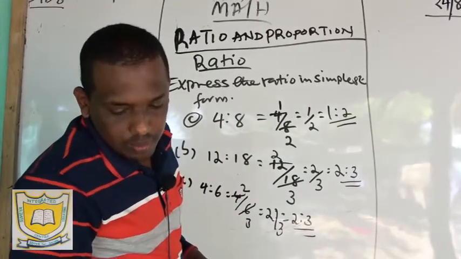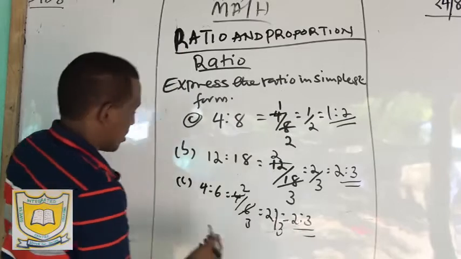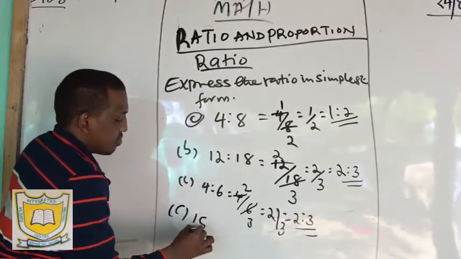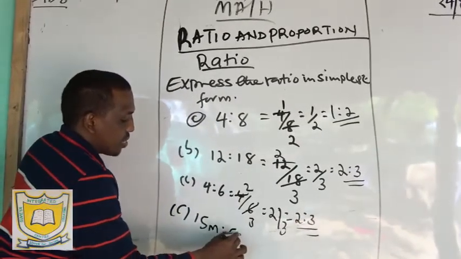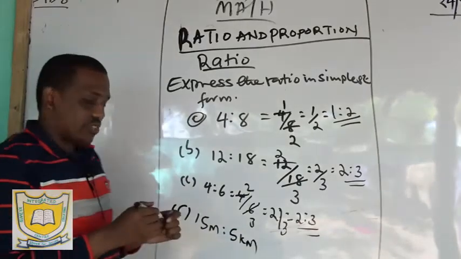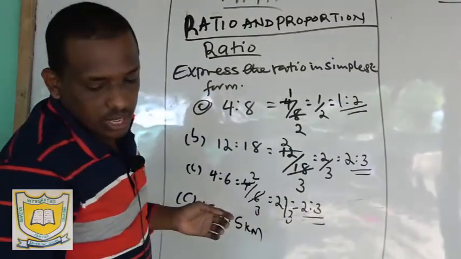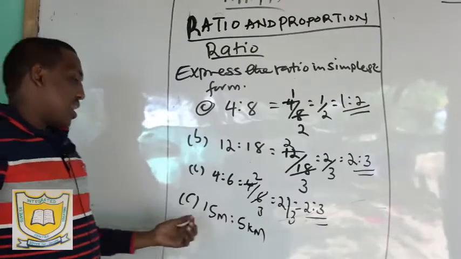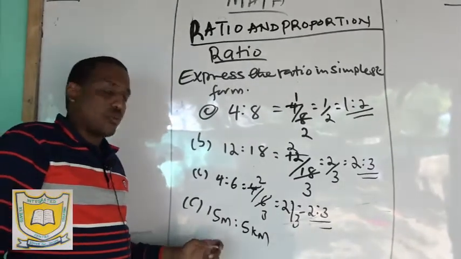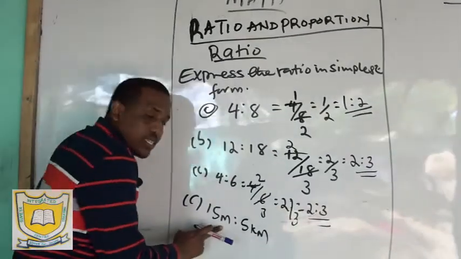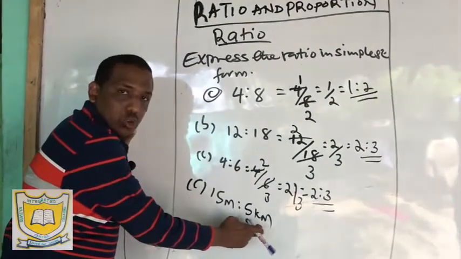You are told 15 meters to 5 kilometers. See, 15 meters to 5 kilometers. Now, this one, what do we do? They are not in the same unit. This one is in meters and this one is in kilometers.